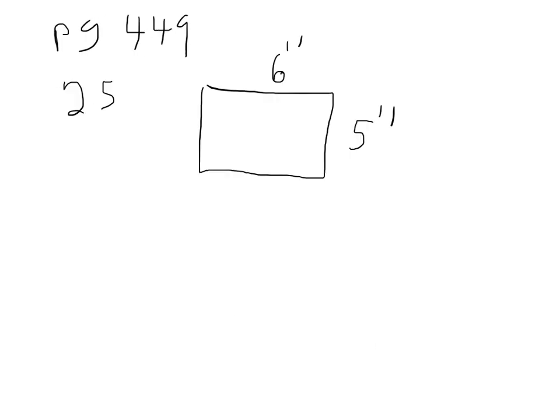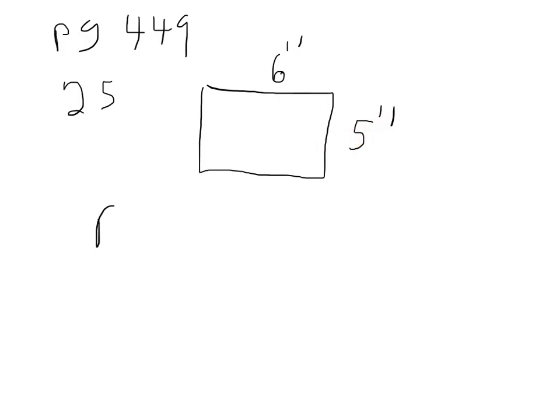This next drawing here, you want to find is on page 449. It's number 25 out of the book. Okay, once you're given a rectangle and you're given the length of two sides, you want to find the area. One side's 6 inches, one side's 5 inches.